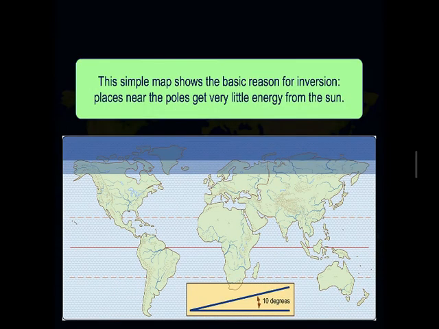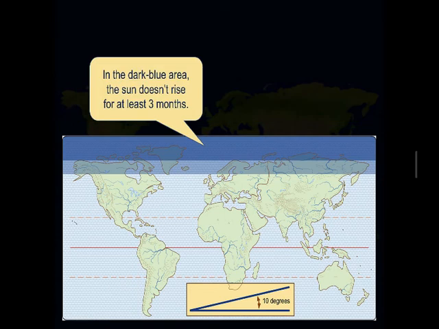This simple map shows the basic reason for inversion. Places near the poles get very little energy from the sun. In the dark blue area shown on this map, the sun doesn't rise for at least 3 months.